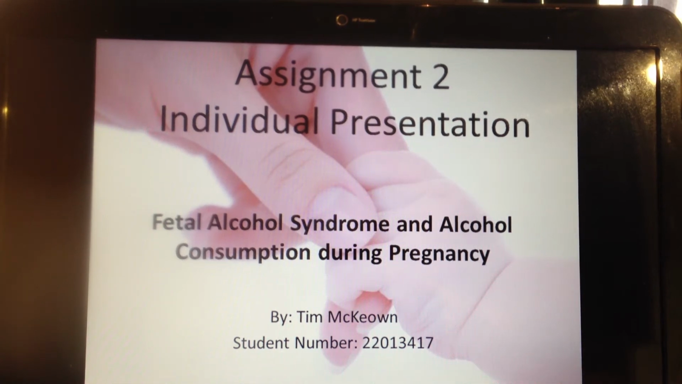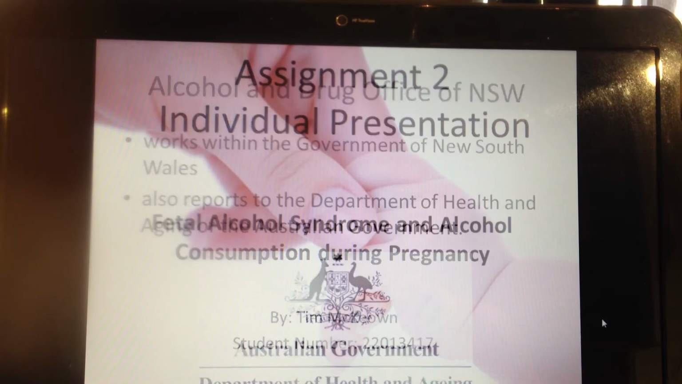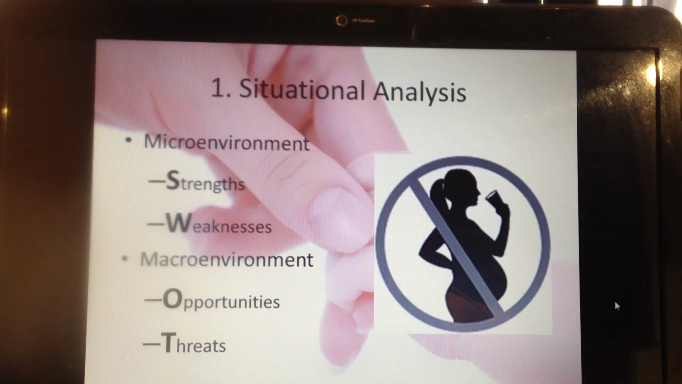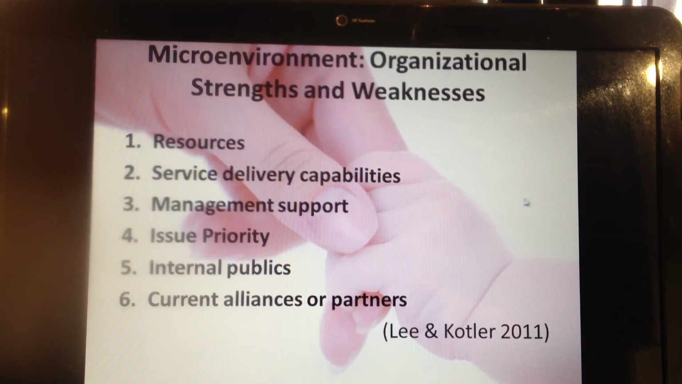Okay, so my social marketing campaign will involve fetal alcohol syndrome and alcohol consumption in pregnancy. My organisation is the Alcohol and Drug Office of New South Wales, which works within the Government of New South Wales and also reports to the Department of Health and Ageing. First of all, situational analysis, looking at the strengths and weaknesses, involves these factors.